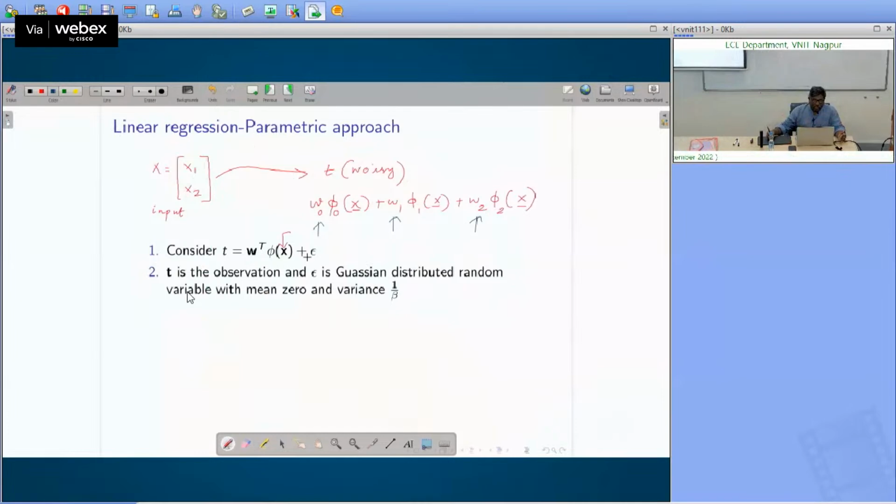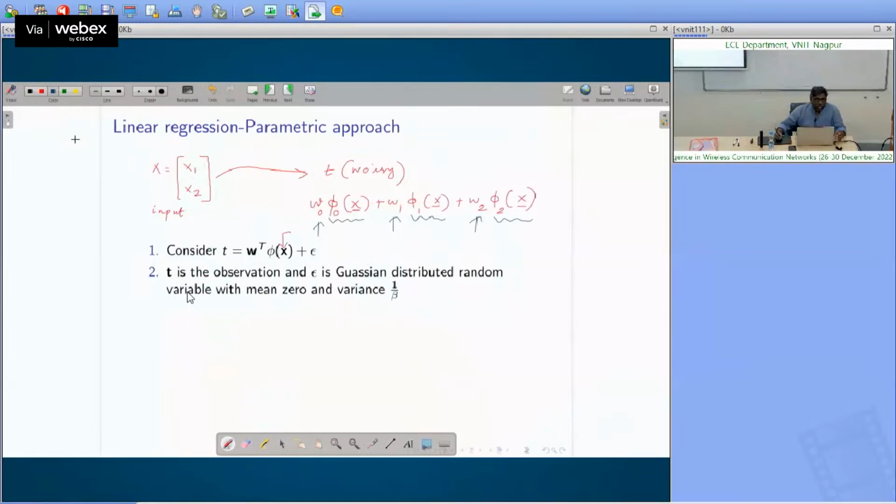In general, these are what we call the basis functions, and I will come to that also. I'll tell you what basis functions are available and how to choose, depending upon the requirement, right? Now I hope this is clear to you, right? Up to this is clear, right?